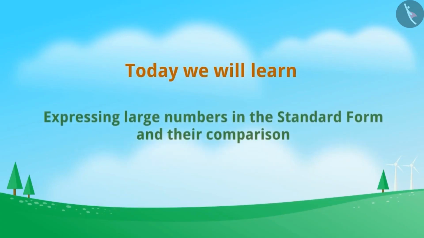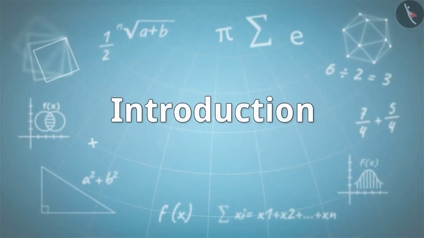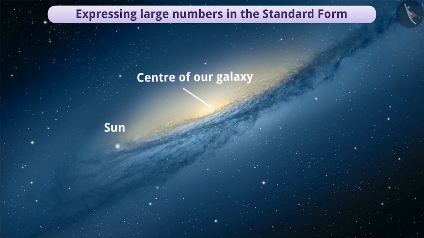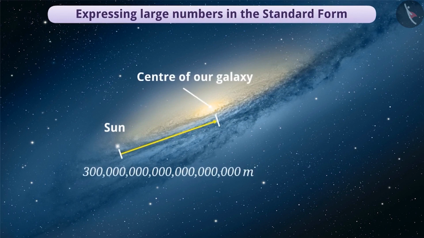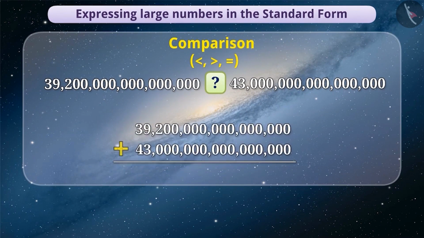Today, we will learn about expressing large numbers in the standard form and their comparison. Do you know how far the Sun is located from the center of our Milky Way galaxy? This number is as difficult to read as it is for a man to reach the center of the galaxy. Such large numbers are not only difficult to read but also difficult to write, understand, compare, and do any sort of mathematical operation upon them.